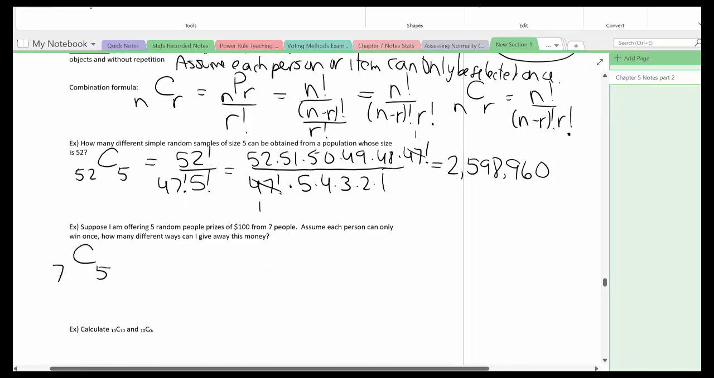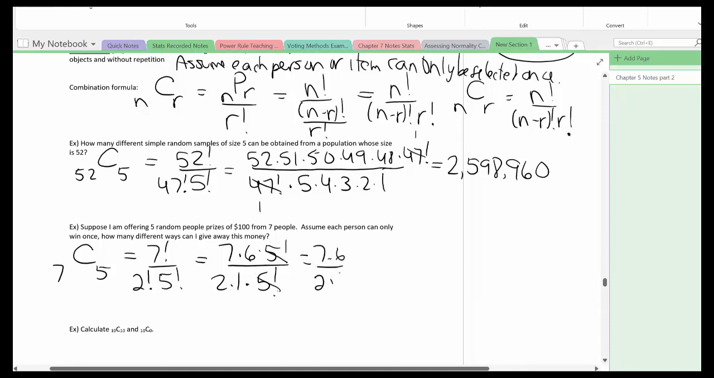combination of 7 things taken 5 at a time, which is 7 factorial divided by 7 minus 5, that's 2 factorial, times 5 factorial. Write out 7 times 6 times 5 factorial, 2 times 1 for 2 factorial. The 5 factorials divide out. That's 42 divided by 2, that's 21.